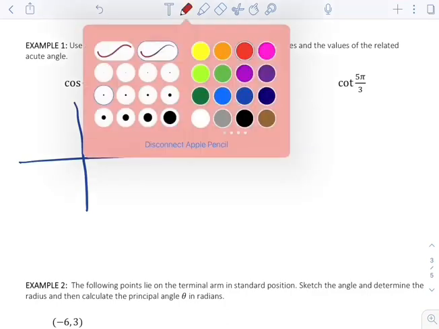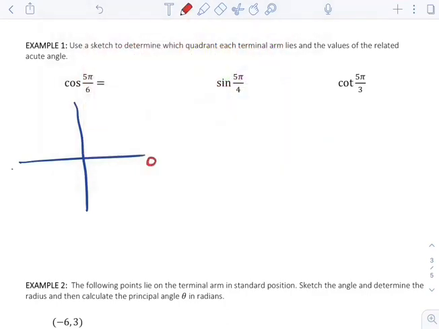I know that we have 0 over here and we have pi over here. 5 pi over 6 is less than that, right? 5 over 6 is smaller than 1. So I know it's going to be less than pi. It's also bigger than pi over 2, because pi over 2, if I had a denominator of 6, would be 3 pi over 6. Well, 5 pi over 6 is bigger than that, so I know it's in that second quadrant. So it's going to be in this quadrant here.